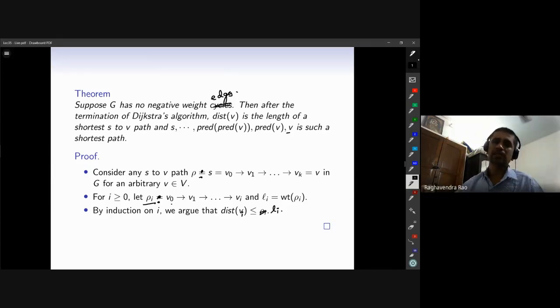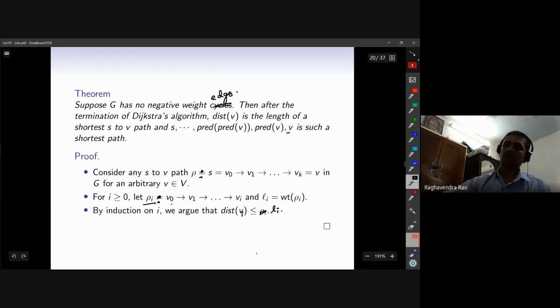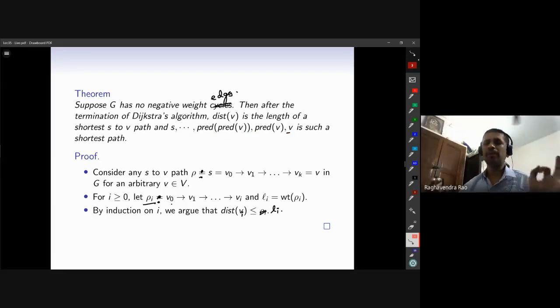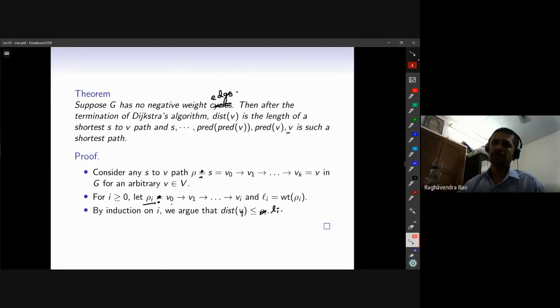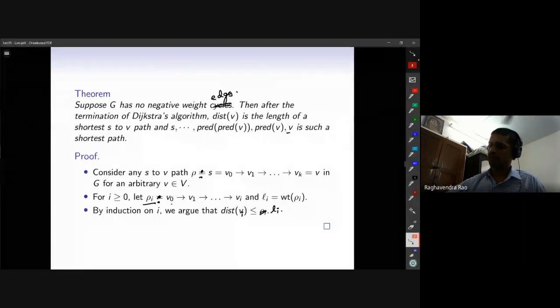I'll be doing it again in the next lecture. Now, one thing I want you to think about is how you get that this is in fact a shortest path. I didn't really write the proof here, but essentially the same argument, with a slight modification, also gives you that this is such a path. Yeah, so we'll continue in the next lecture. I'll redo this argument.